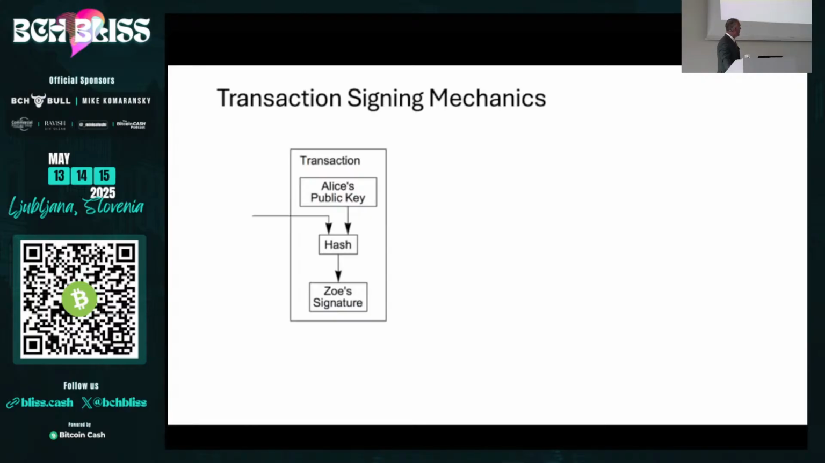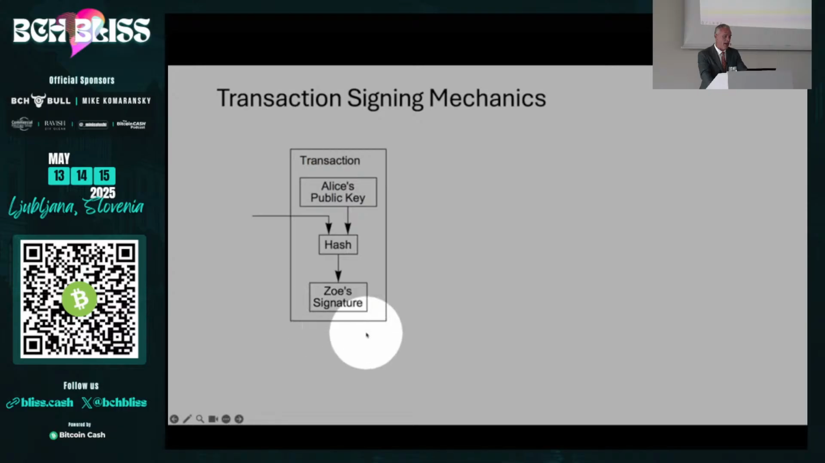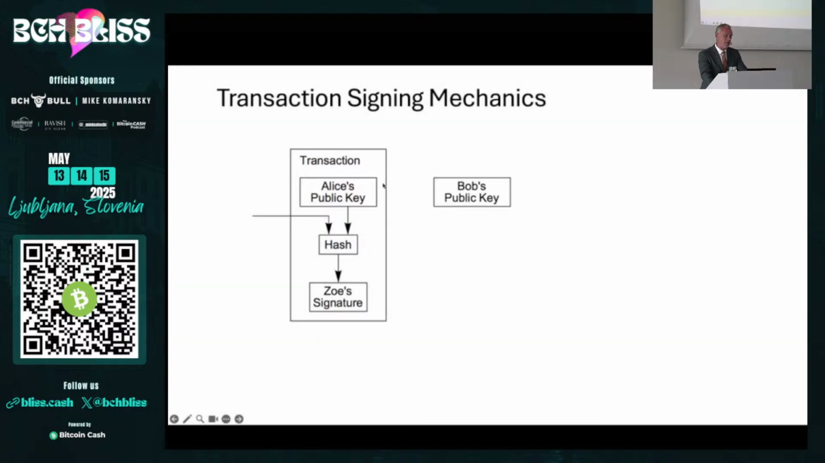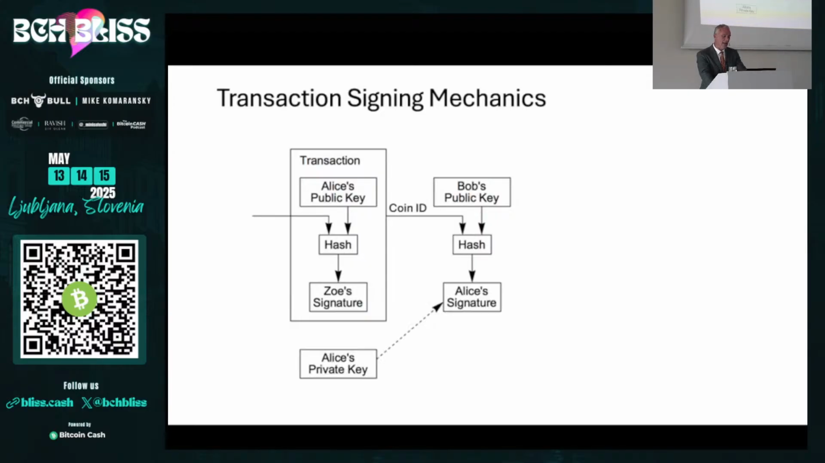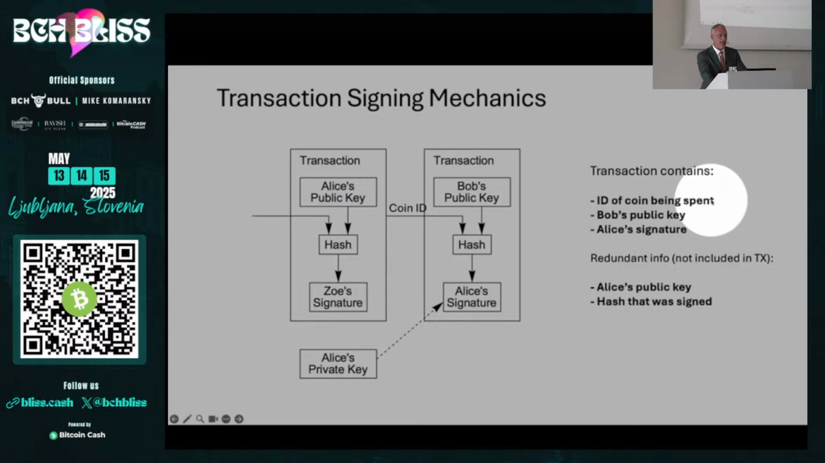So this is a picture from Satoshi's white paper. We'll assume this transaction has been mined into the blockchain. So Alice owns a coin at this point. Alice wants to send this coin to Bob. What does she do? Well, she needs Bob's public key. She takes the coin ID, the ID of the coin she wants to spend. She hashes it with Bob's public key. She takes out her private key, and she signs that hash. She packages all that up in a transaction, and she broadcasts it to the network, or she delivers it to Bob. So the transaction contains the ID of the coin being spent, Bob's public key, and Alice's signature.